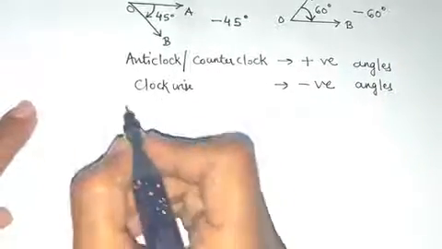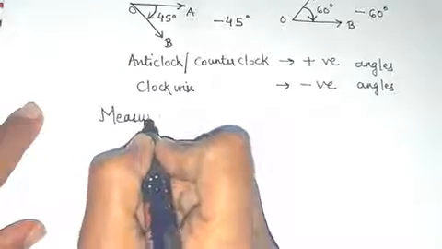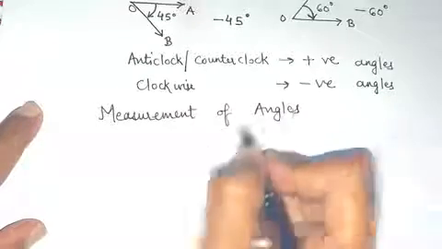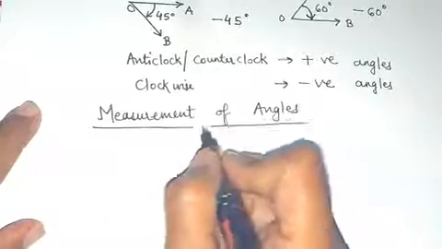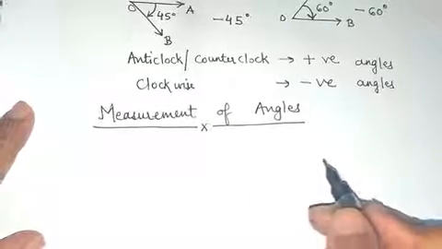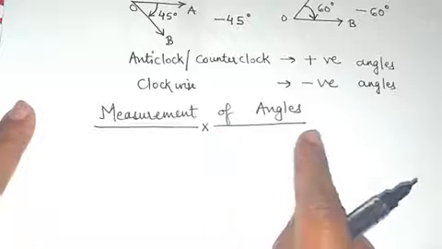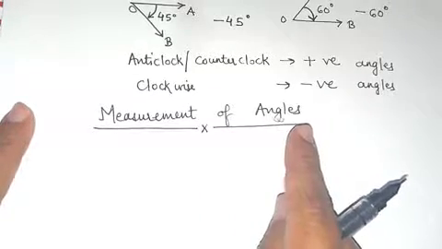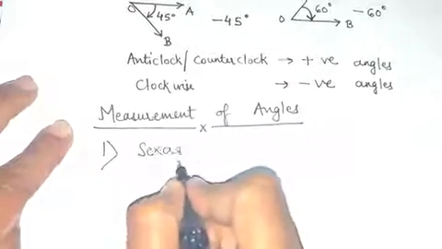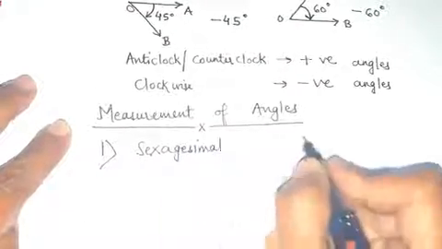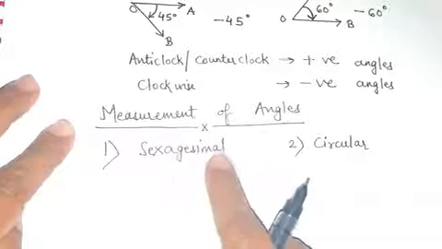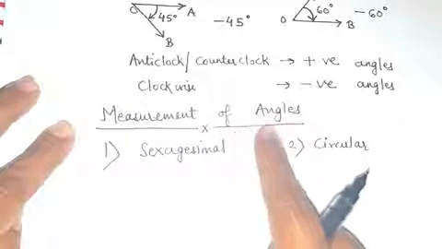Now next point is the measurement of angles. As mass is measured in kilogram, length is measured in meter or centimeter, then time is measured in second, millisecond, microsecond. So how do we measure an angle? There are basically 2 systems for measuring angles. First is called the sexagesimal system, and second is called the circular system. So these are 2 system names for the measurement of angles.